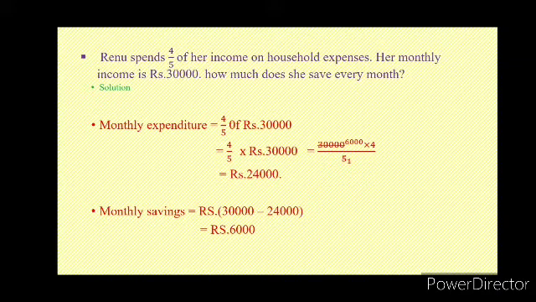So expenditure is 24,000 but the question asked is savings. So monthly savings is monthly income minus expenditure. So it is 30,000 minus 24,000 and it is 6,000. So monthly savings is rupees 6,000.